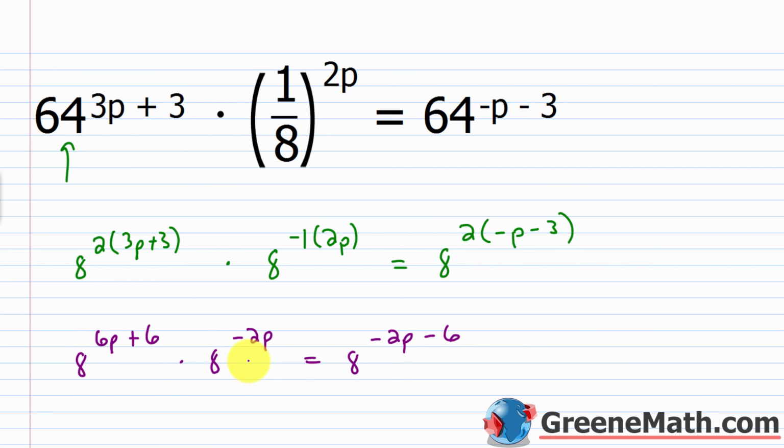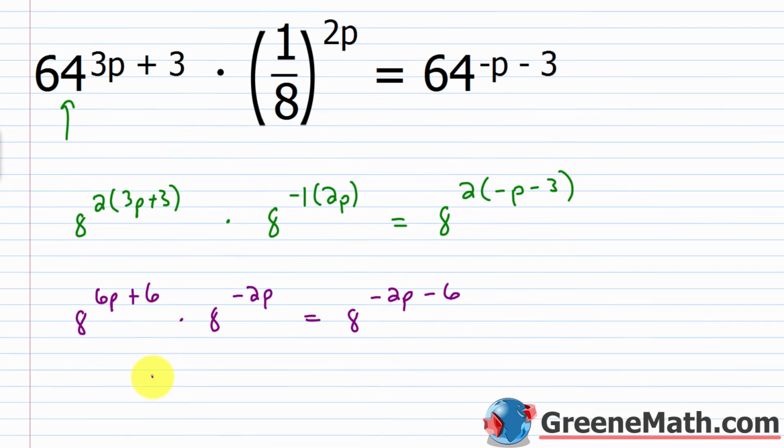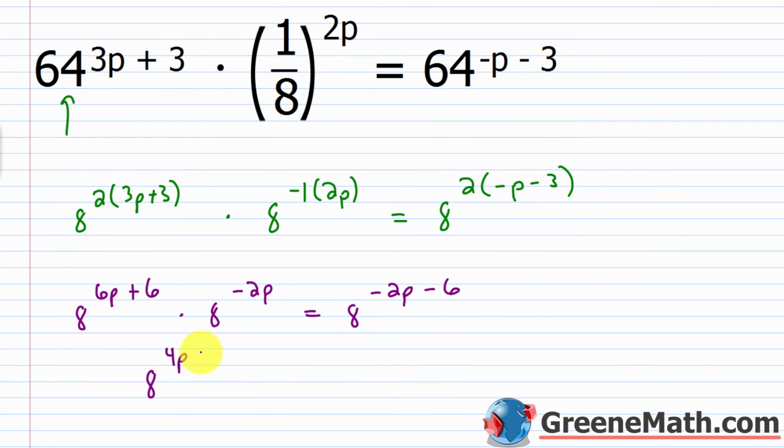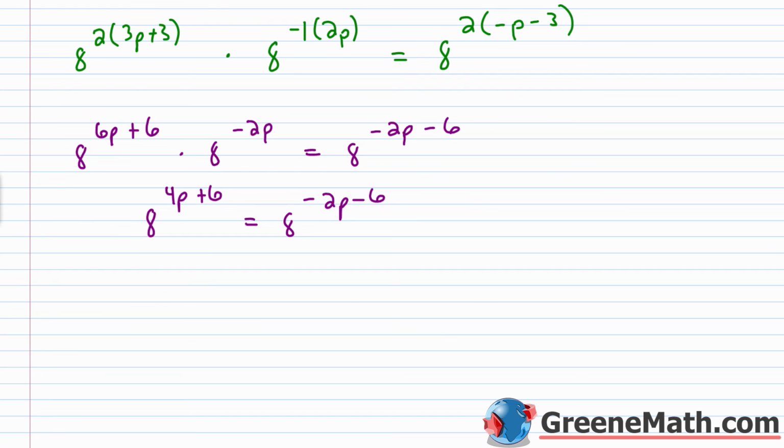Now, we have 8 raised to the power of 6p plus 6 times 8 raised to the power of negative 2p. If you're multiplying here with the same base, you add the exponents. So, in other words, I would just add 6p and negative 2p to give me 4p. So this would be 8 raised to the power of 4p plus 6 is equal to 8 raised to the power of negative 2p minus 6. So now we have the same base, so we can just look at the exponents. So we'd have 4p plus 6 is equal to negative 2p minus 6.